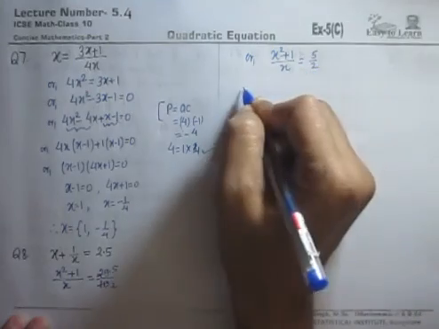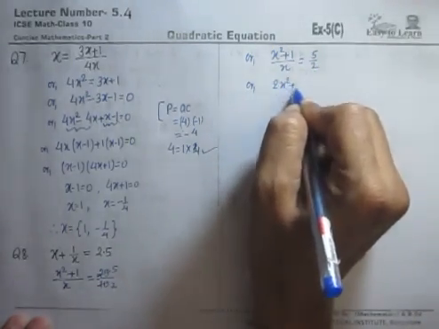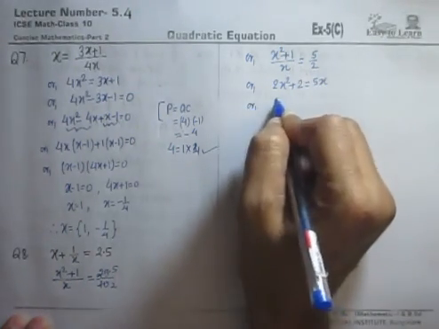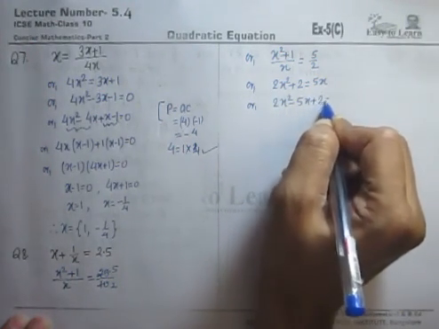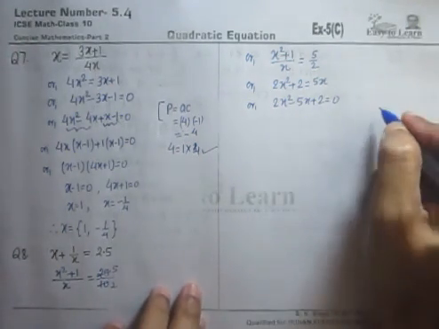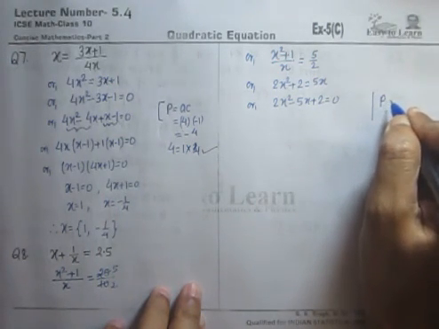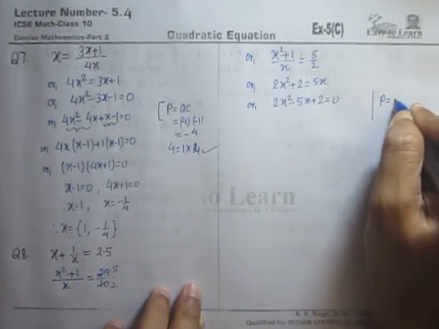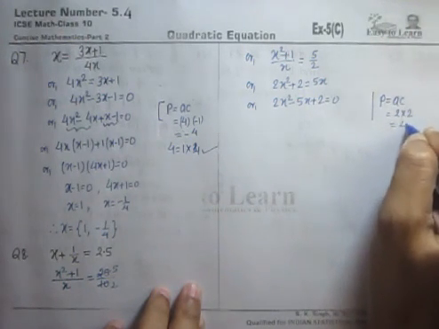Now cross multiplication, 2x square plus 2 is equal to 5x. So it will be 2x square minus 5x plus 2 equal to 0. Now this is in the form of a general quadratic equation. Now here the product is what? Here the product is AC. So A is 2 and C is 2. So the product is plus 4.